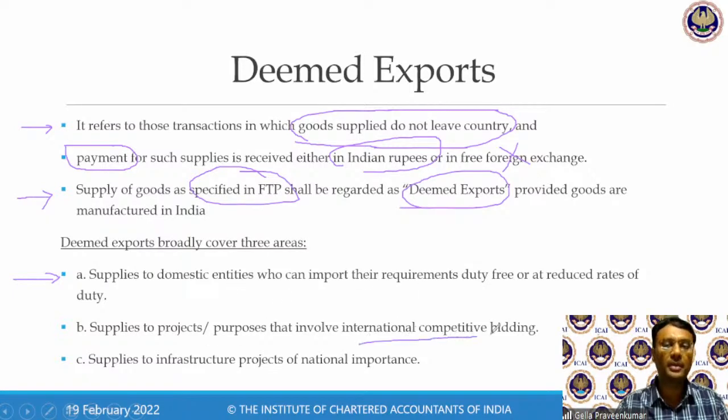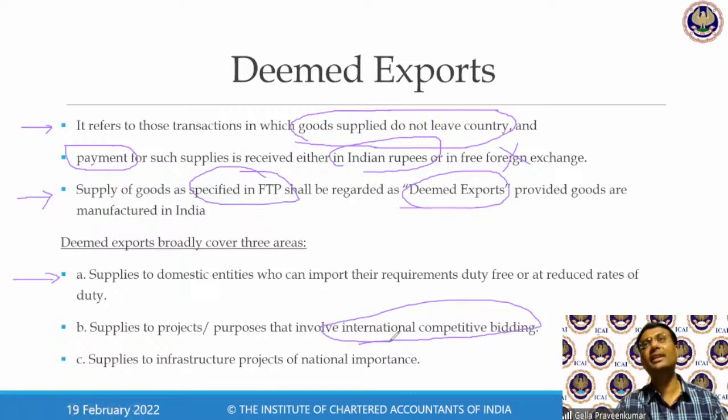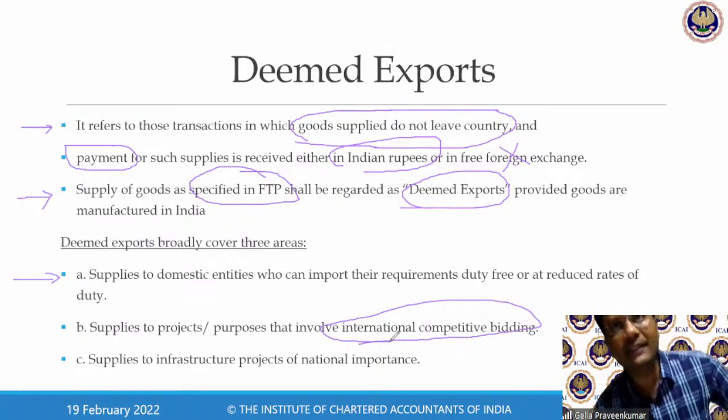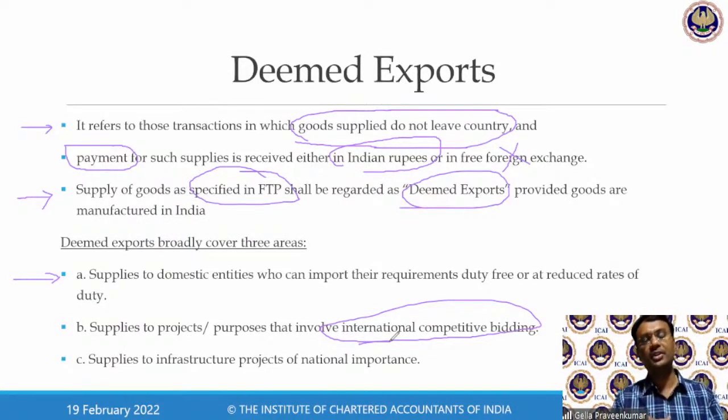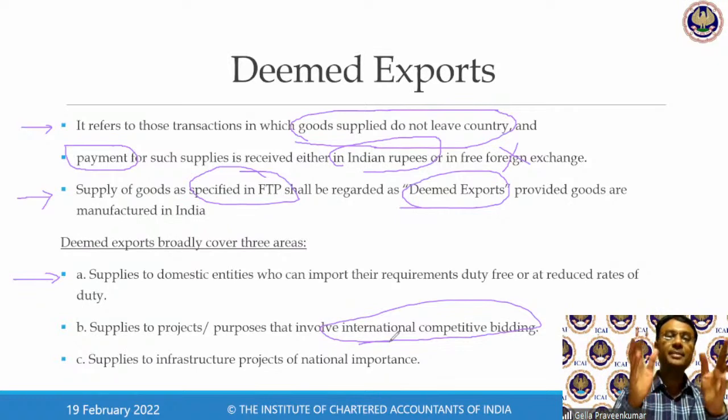Supplies to international competitive bidding. What is this international competitive bidding? Sir, I have this 5G license auction. Now, when the 5G license auction is happening, there are a few license bids which came from China. In 2020-21, the Ministry of our Indian government completely said no to those bids which came from China for the 5G auction. Similarly, if there is any auction for a nuclear plant setup, or for some software technology related plant setup, I can participate in that particular international competitive bidding. Those can be considered as your deemed exports.